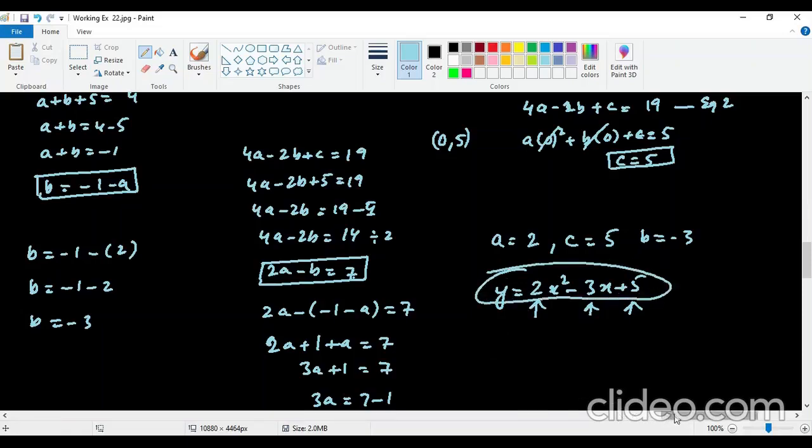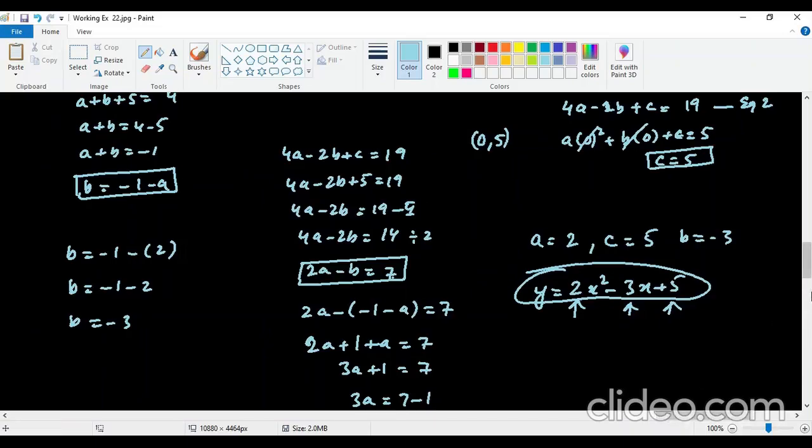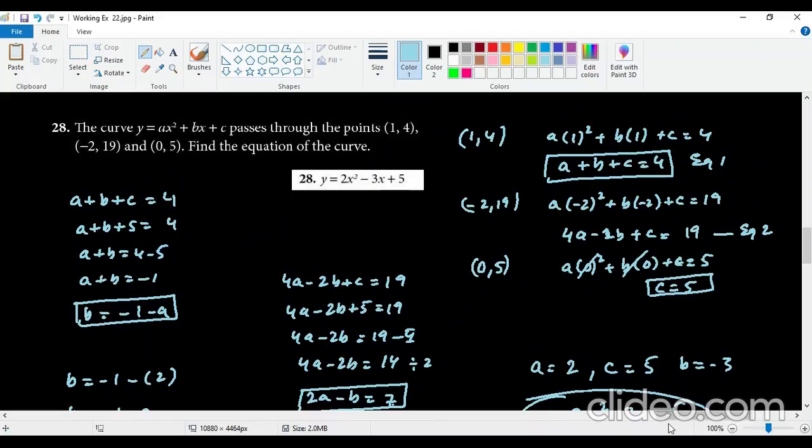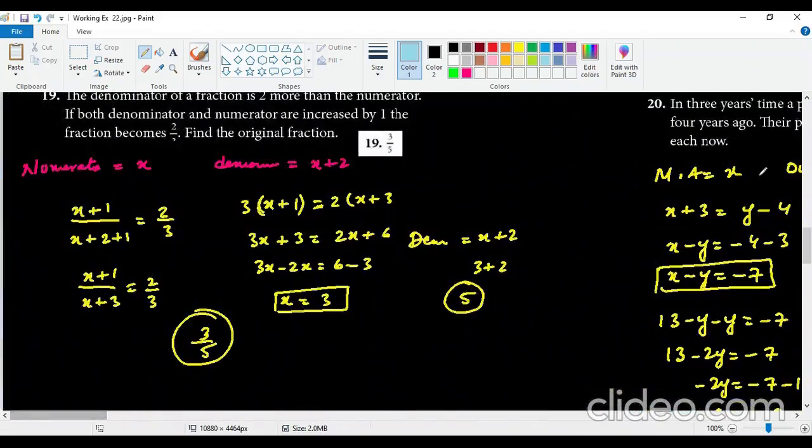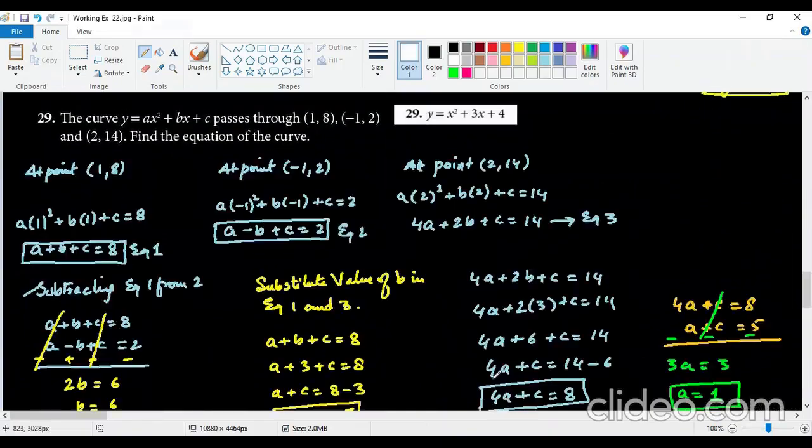Moving on to the next question, which is question number 29, and that we can find down below. For question number 29, I'm using a strategy of a pre-solved question because this one was lagging a lot. Anyways, at point 1, 8, I have used the same policy of applying x and y values. So this is giving us a 1 square and b and c. So this is giving us a plus b equals 8. So this becomes equation 1.